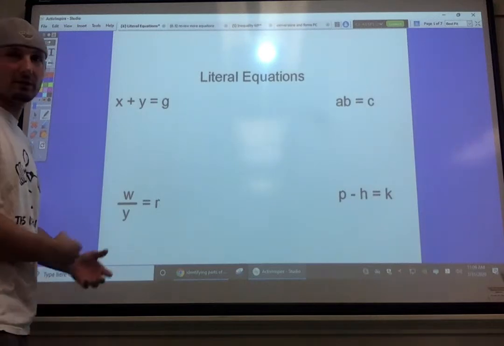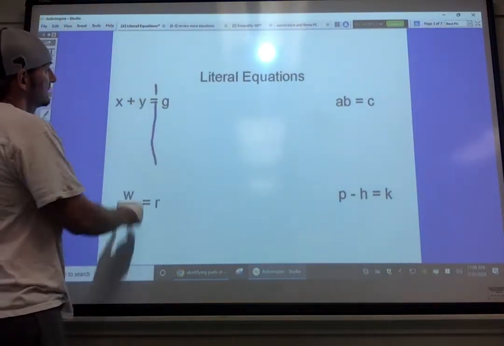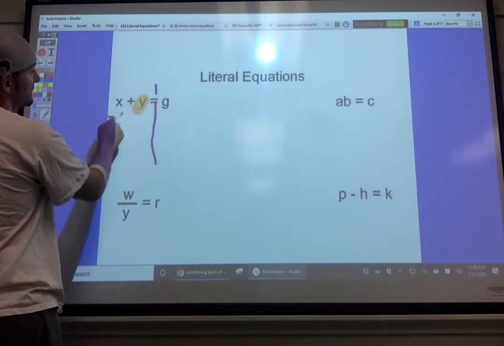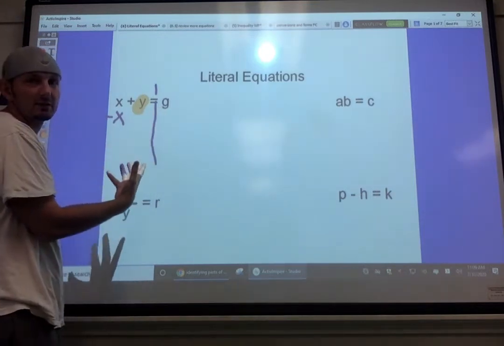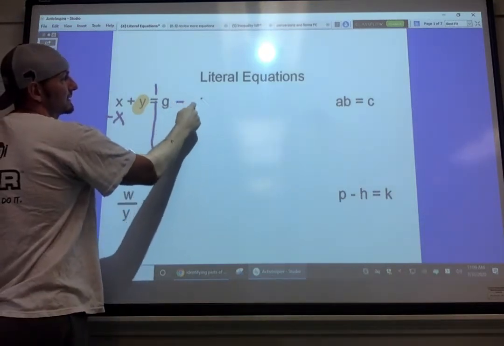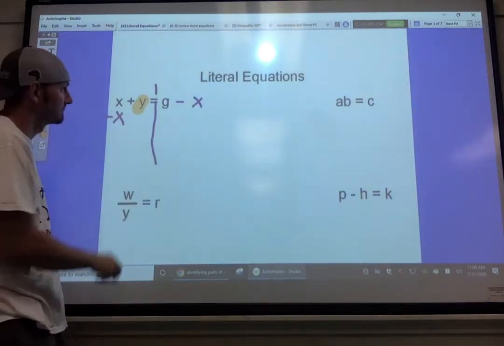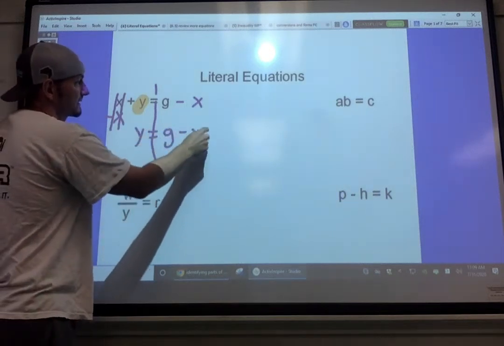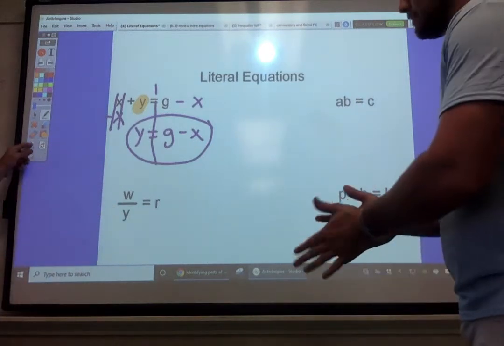Well, doing everything like we did before on all the equations we've solved. Okay, y is right there. I want to isolate it. I'm going to minus whatever x is. Well, that's not an x, so it's not a like term, so I'm just going to put minus x right beside it. And we're done. That's it. Y is equal to whatever g minus x is. Game changer. That wasn't too hard, right?